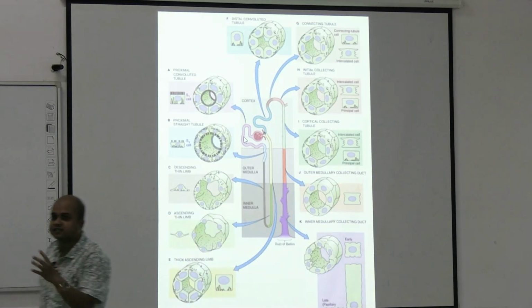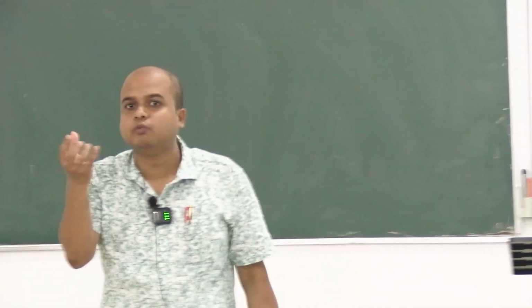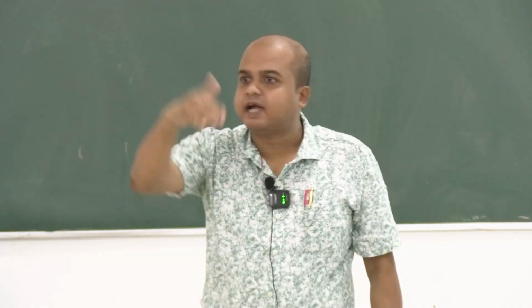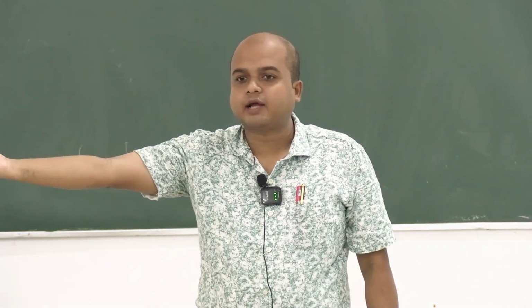What are the types of cells? In the tubules, there are types of cells in the different parts of the tubules. Take the proximal tubule: inside the lumen. In a tubule, there will be the luminal side and the basal side. Basal side means the side towards the peritubular capillaries.